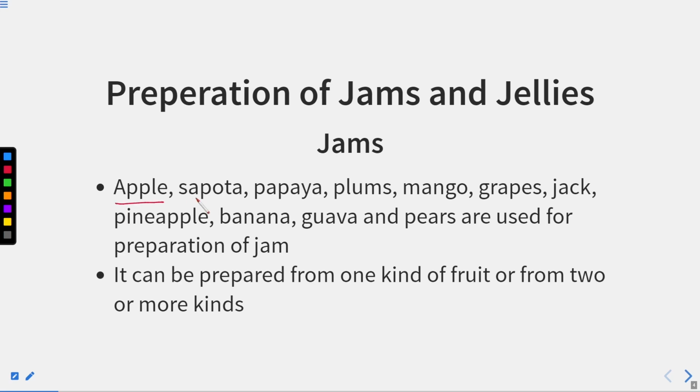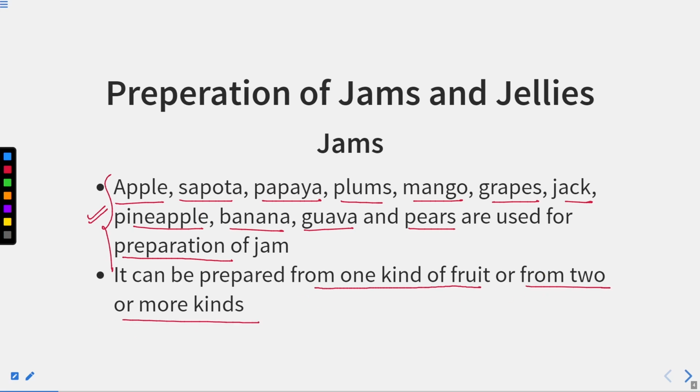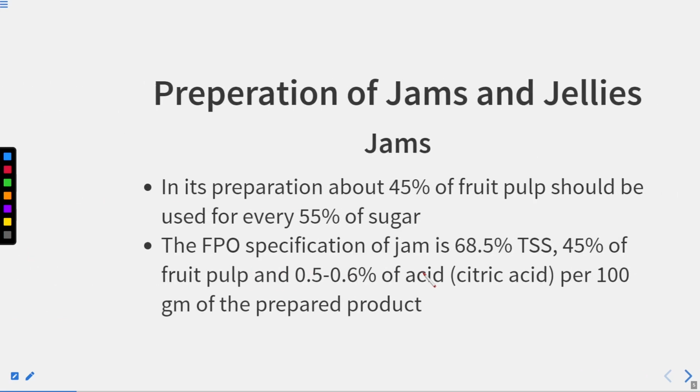Apple, sapota, papaya, plums, mango, grapes, jack, pineapple, banana, guava, and pears are used for the preparation of jam. These are the different foods used for preparing jams. Sometimes it is made mixed, that is mixed fruit jam. It can be prepared from one kind of fruit or from two or more kinds. So we have jams based on one fruit, and sometimes on two or more fruits, which is called mixed fruit jam.